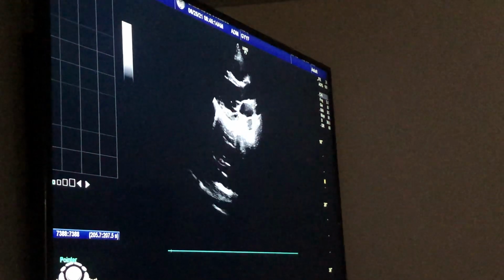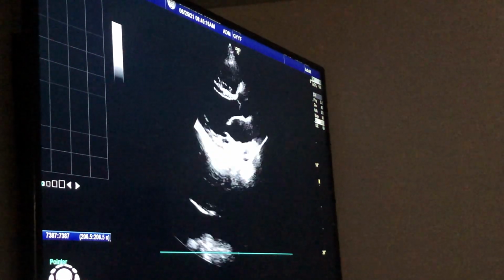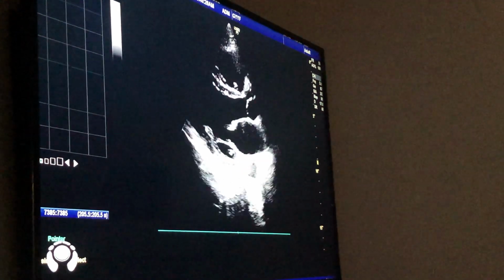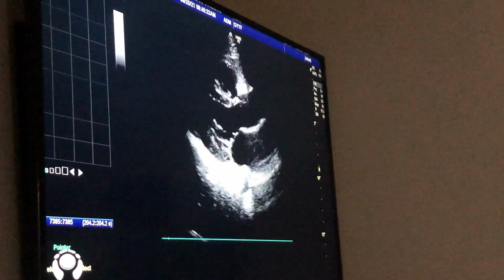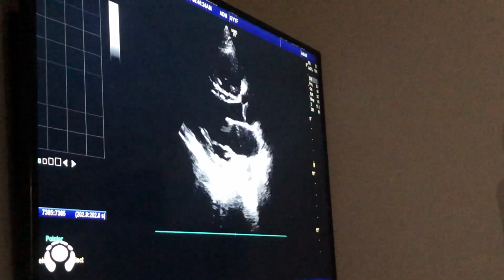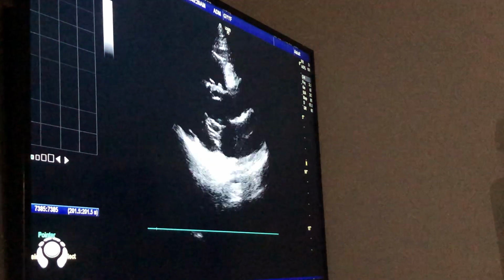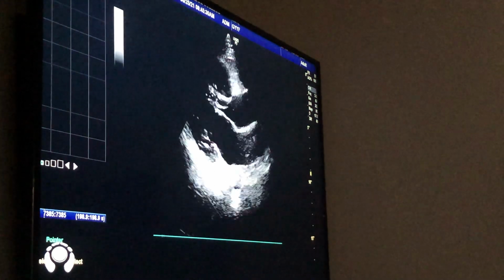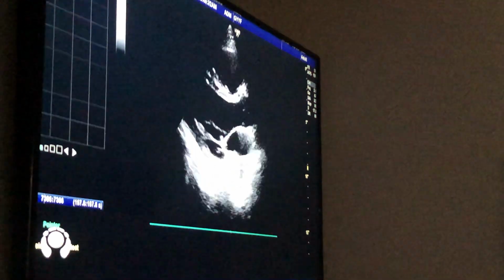So, first order of business, remember, good image, right? At this point, you've already taken a shot of the person's name, title, whoever is doing the exam, right? So here's where we begin. It's called parasternal long axis.